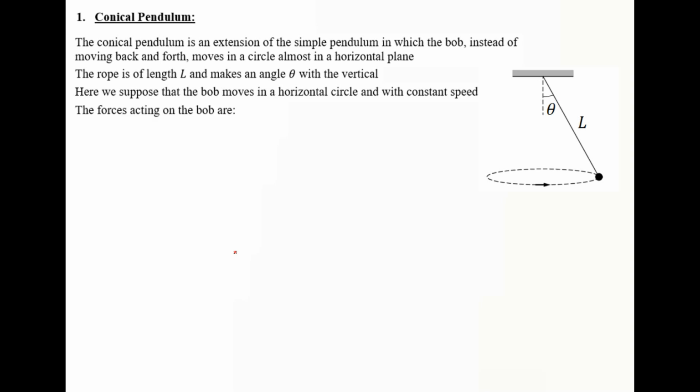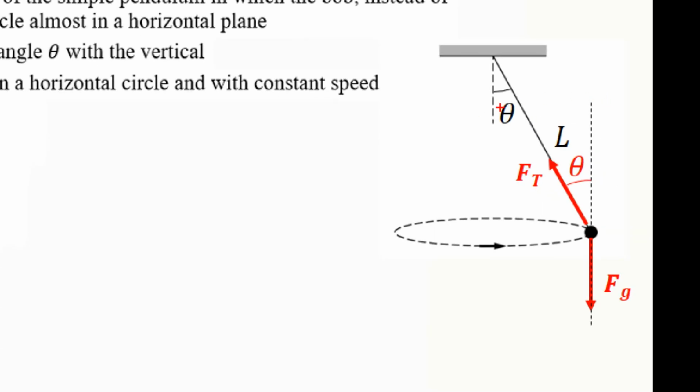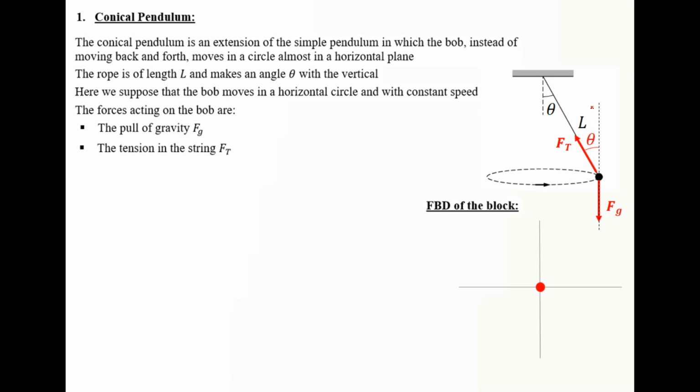What are the forces acting on the bob? We have the pull of gravity, we have the tension along the string. Now, if this is the angle theta with the vertical, then that would be also the angle theta with the vertical. And by that, let's construct the FBD of the bob. We have the pull of gravity down, we have the tension making an angle theta with the horizontal. And now let's apply Newton's second law.